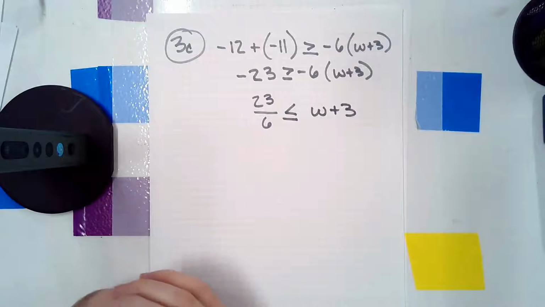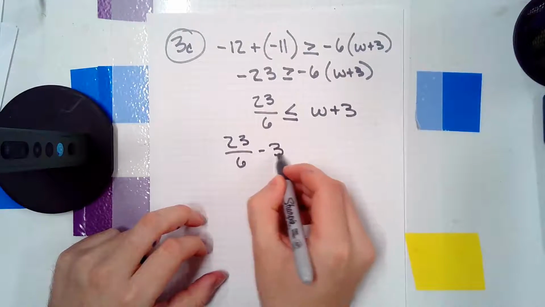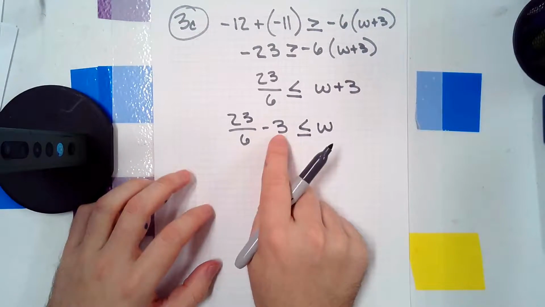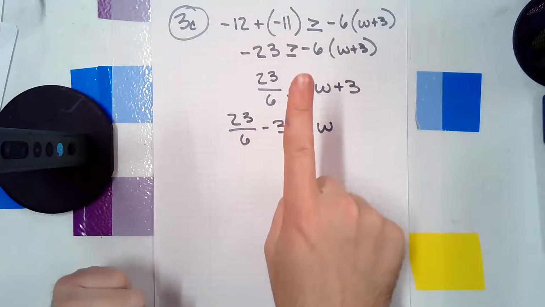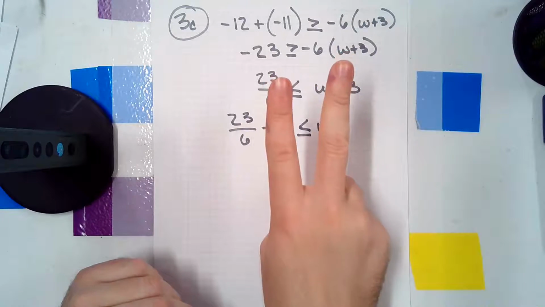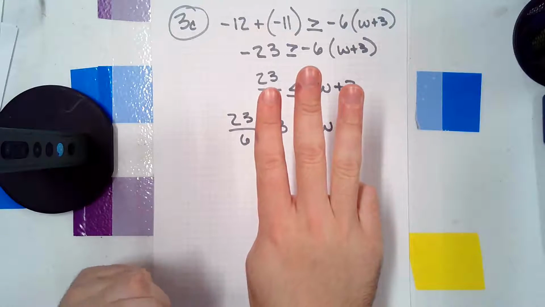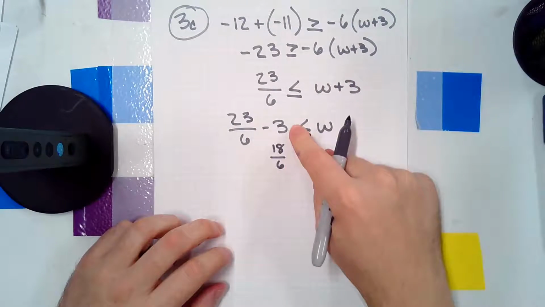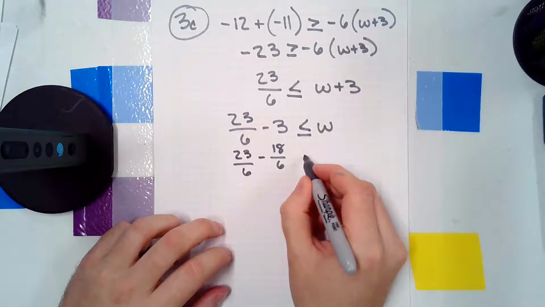Now we're going to subtract 3. Don't need to flip the sign. We just subtracted. Now, how many sixths are in a 3? Again, break it down. How many sixths are in the number 1? 6 sixths. In the number 2? 12 sixths. So in the number 3? 18 sixths. So that's really this. And again, check it: 18 divided by 6, is that 3? Yes. Then you didn't change the problem. You just rewrote it in a different way.